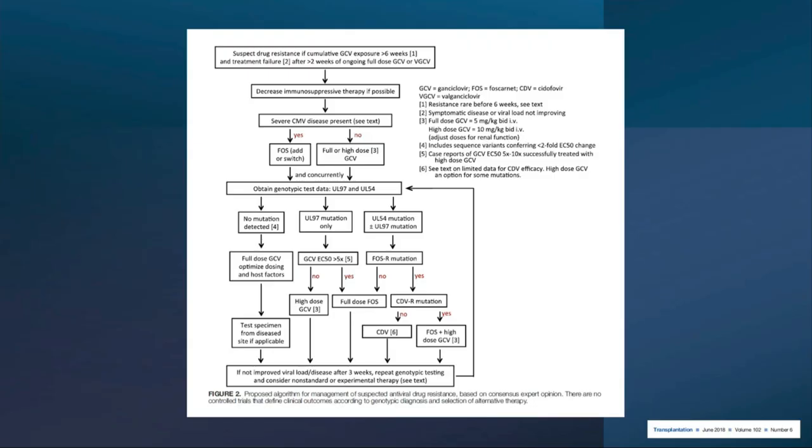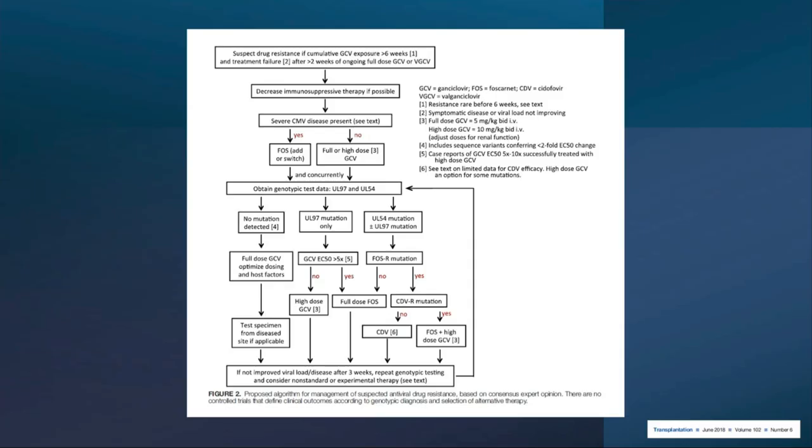If resistance testing comes back as no resistance, it means that most of the time there's a problem with either absorption or appropriate dosing, or your patient is on a lot of immunosuppression, and you really need to work with your transplant colleagues to see how we can reduce immunosuppression. So for those patients, essentially, again, make sure that you do not need to increase ganciclovir dosing or change the mode in which you deliver it.